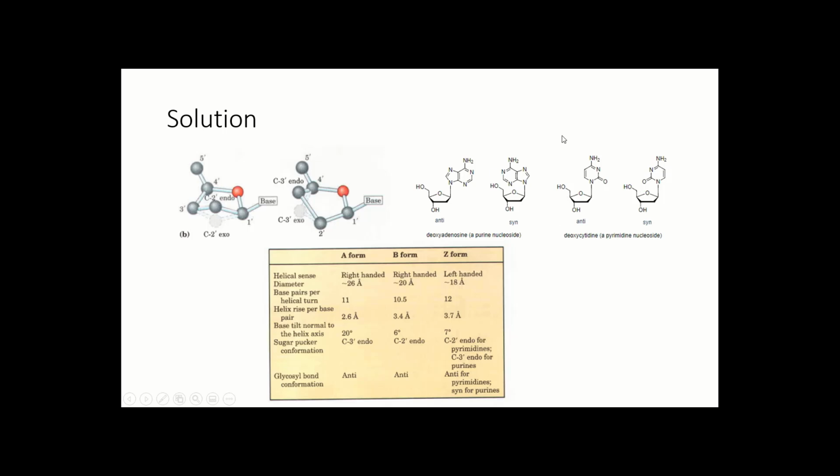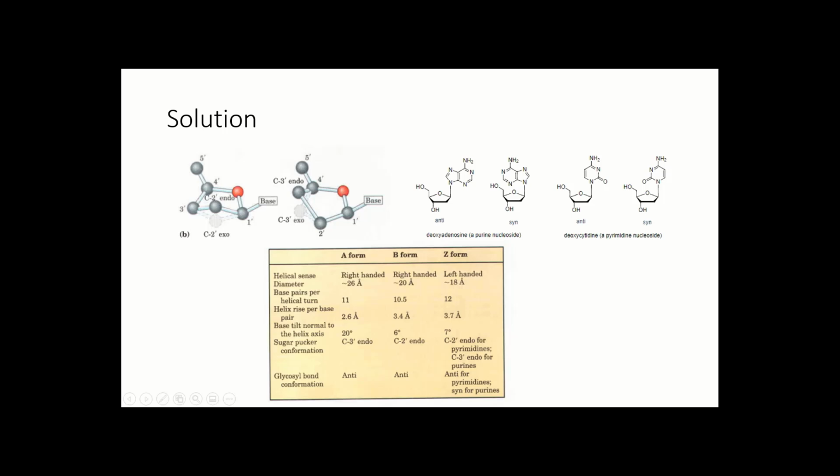Now, the orientation of the nitrogenous base: there are two orientations, syn and anti, right? Anti means if the nitrogen base of this nucleotide is facing away or opposite from the oxygen, and if it is facing towards the oxygen, then it will be syn. If you check one of the pyrimidine units, which is deoxycytidine, in this case also you can see that the nitrogen base is facing away from the oxygen, so it is anti, but when it is facing the oxygen, then it is syn. So these are the two conformations of sugar packing and nitrogen base orientation.